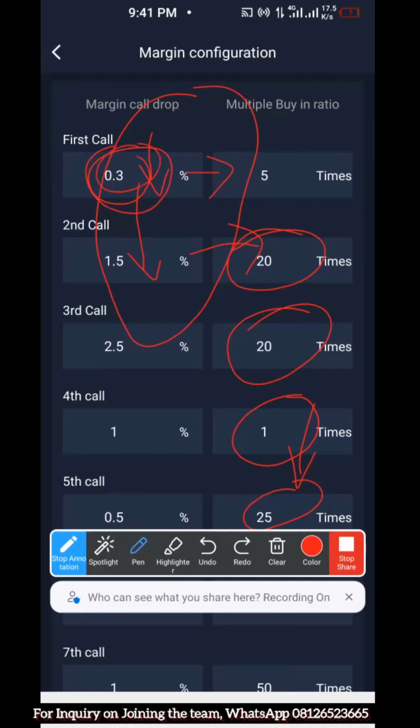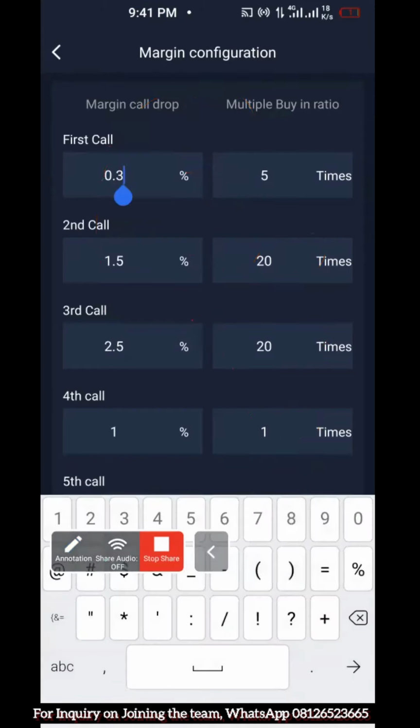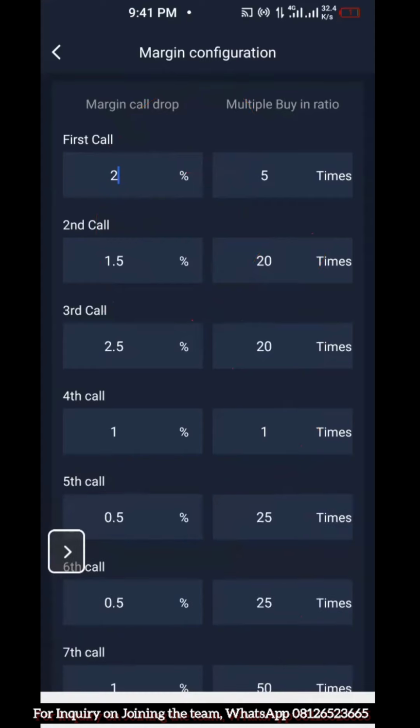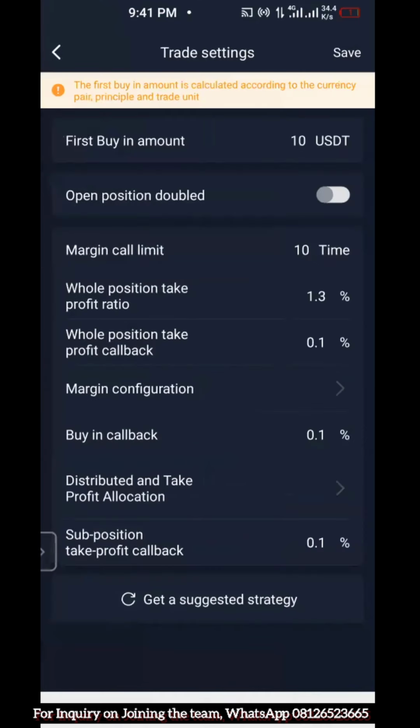My first call is 0.3. If it goes up, I can set it to 2. I can put it at 2. So that's basically what margin configuration is. A margin configuration is the soul of the business, the soul of your trade. If you don't set your margins properly, you cannot maximize your profits.